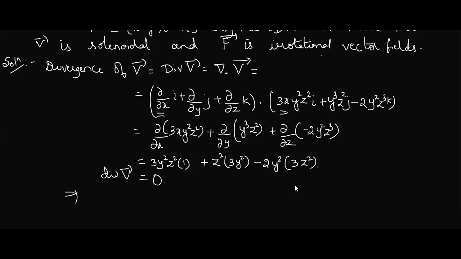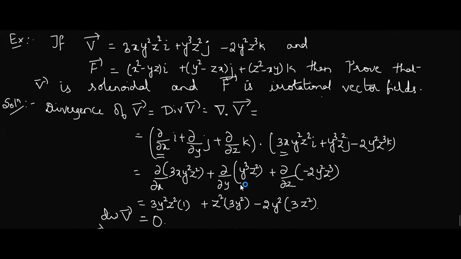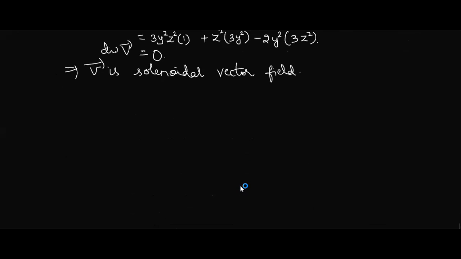What is the implication then? What can we call V? Solenoidal vector. Solenoidal vector field it is. Now let us show F is irrotational. So what has to be taken up?